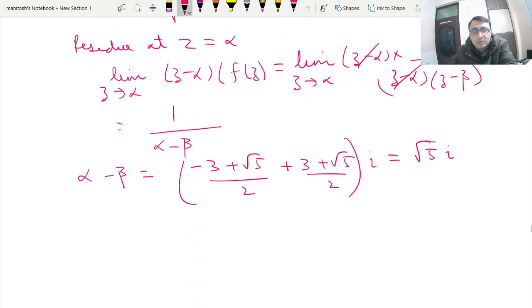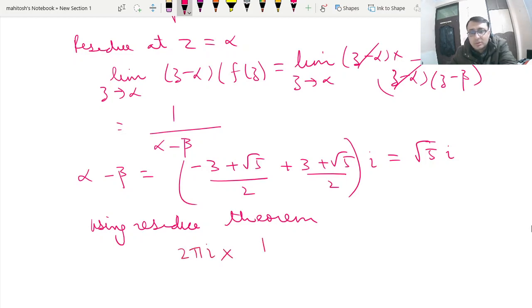So using the residue theorem, we can write this integral as how much? 2 pi i into the residue. What is the residue? The i gets cancelled. So as already envisioned, 2 pi by root 5 should be our answer.